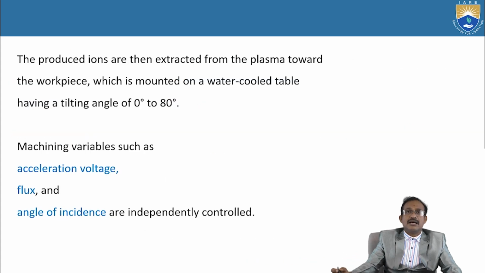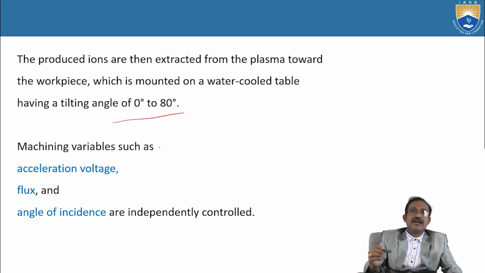Right. The produced ions are then extracted from the plasma toward the workpiece, which is mounted on a water cooled table having a tilting angle of 0 degrees to 80 degrees. Okay, so that is about the tilting position of the table.